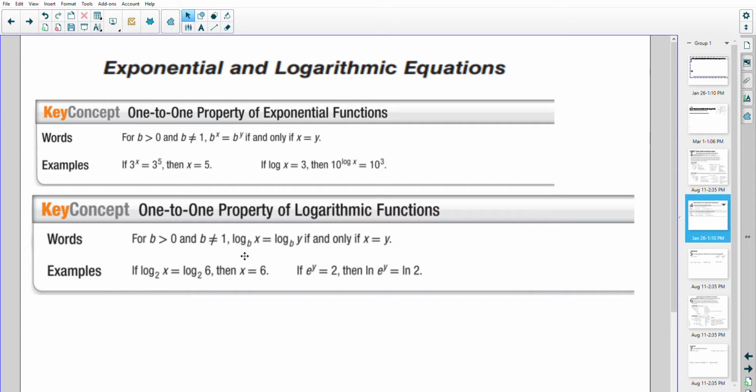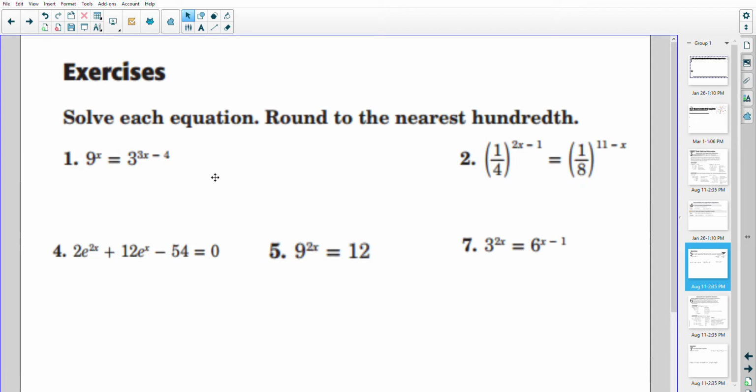And the bottom one, if the log bases are the same, then the numbers have to be equivalent as well. So, doing a few examples of this.